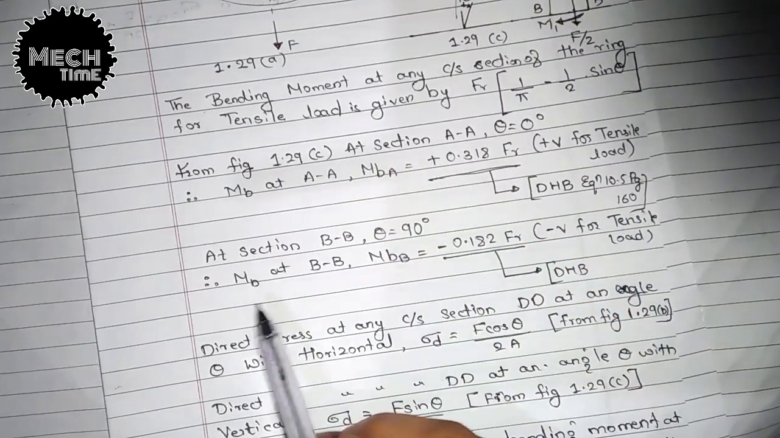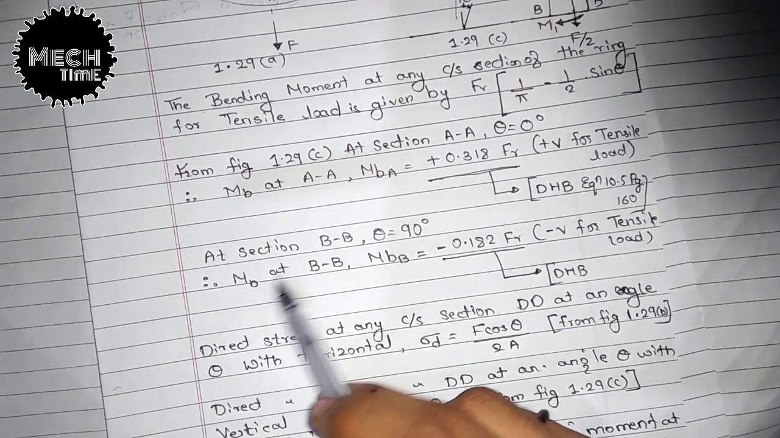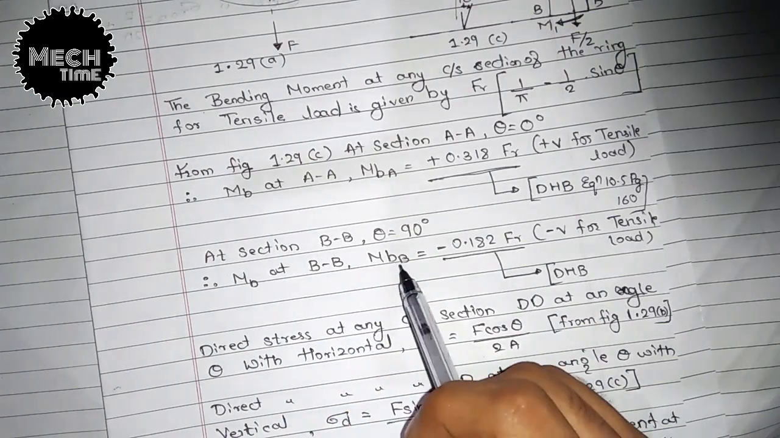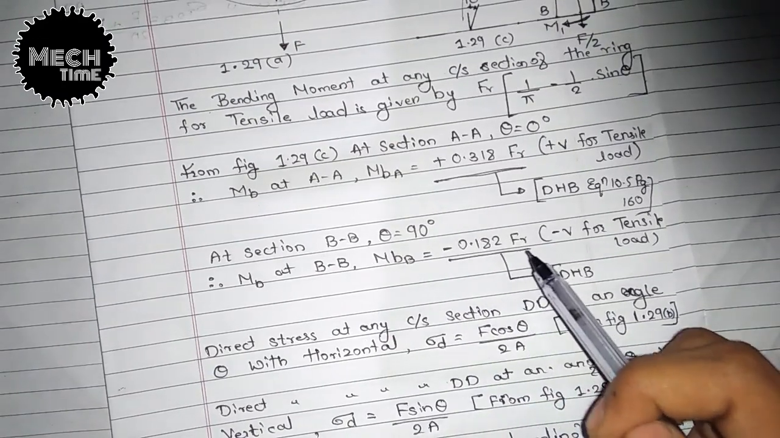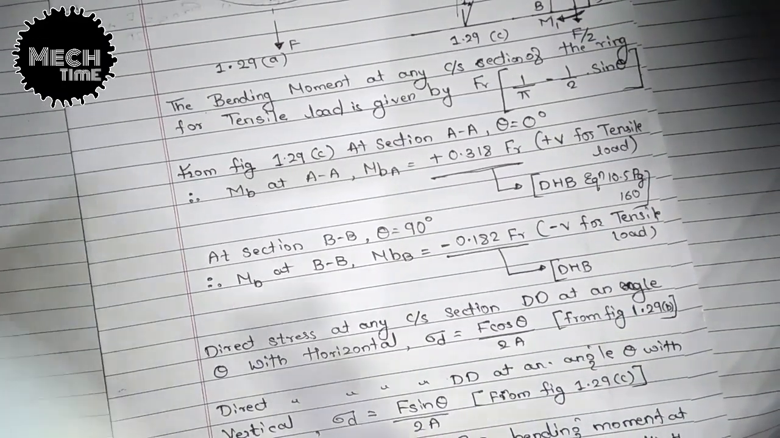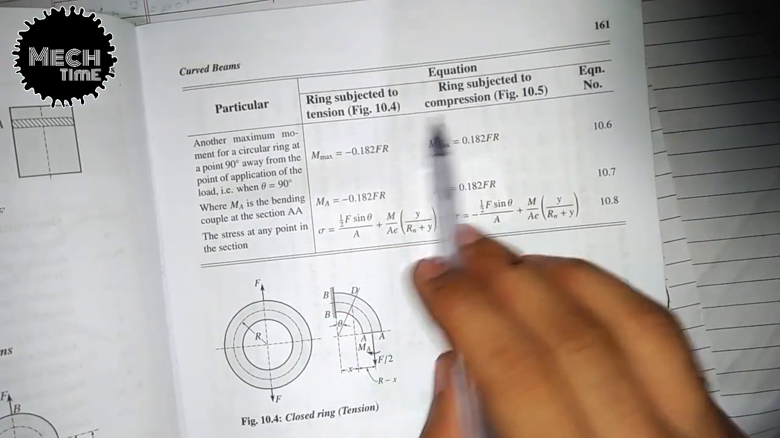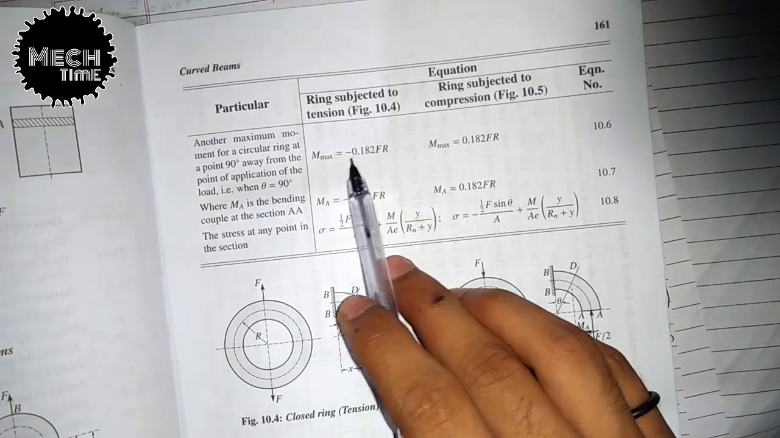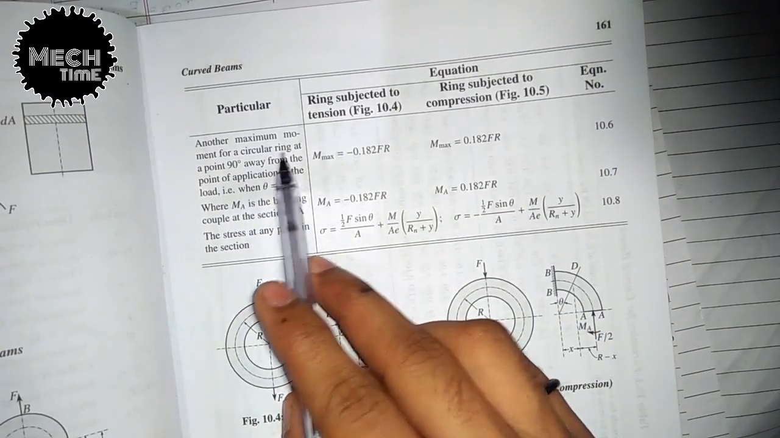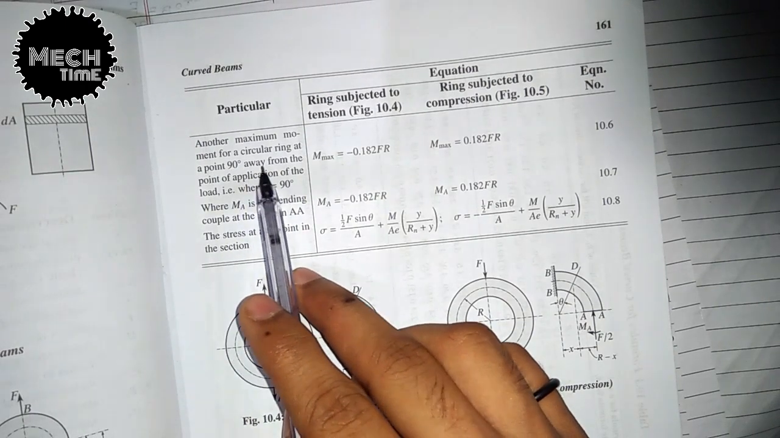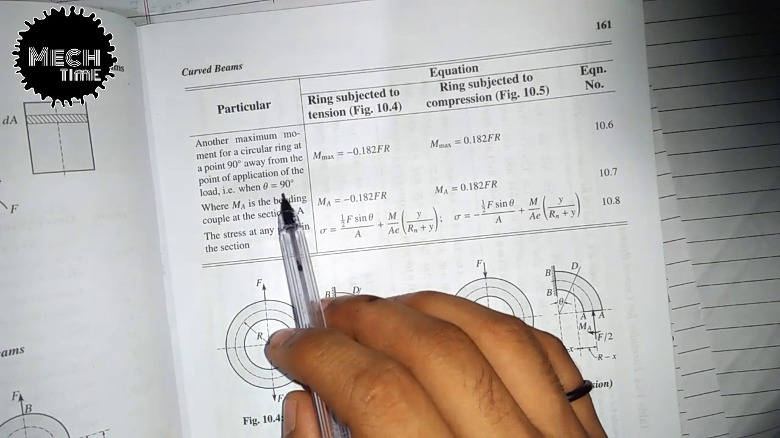Now at section B to B, theta is equal to 90 degree. So the bending moment at section B to B, MBB, is equal to minus 0.182 Fr. Here, for tensile, it is negative. They have given another maximum moment for a circular ring at a point 90 degree away from the point of application of the load, that is when theta is equal to 90 degree.